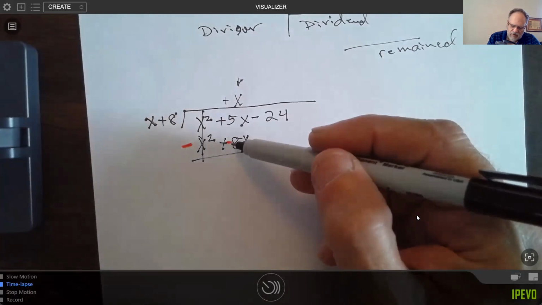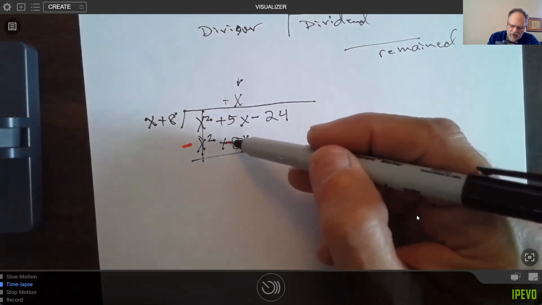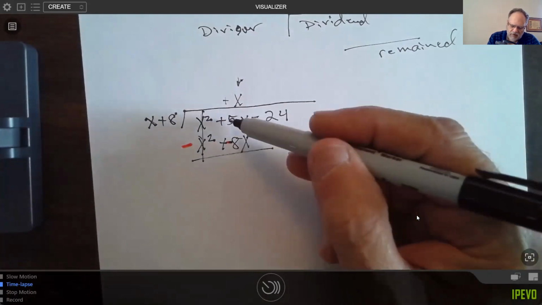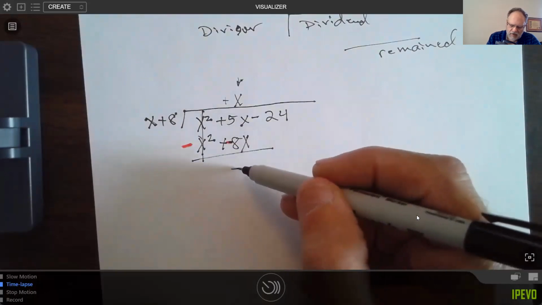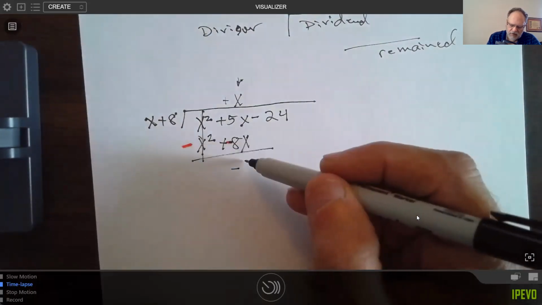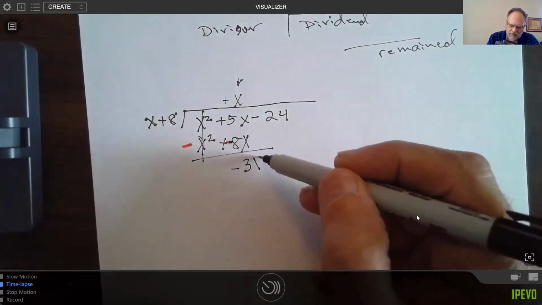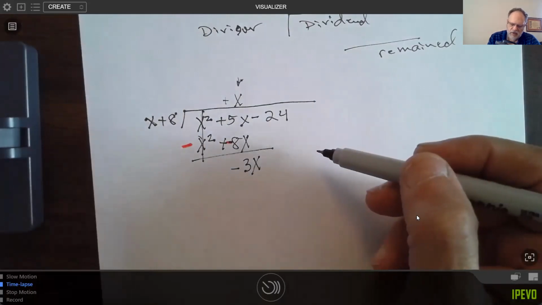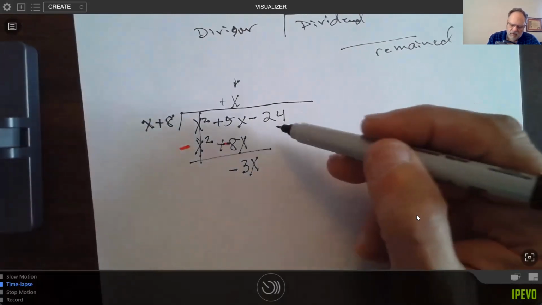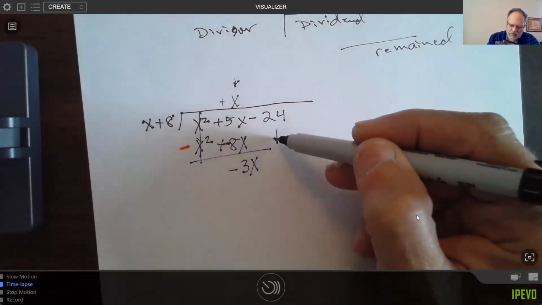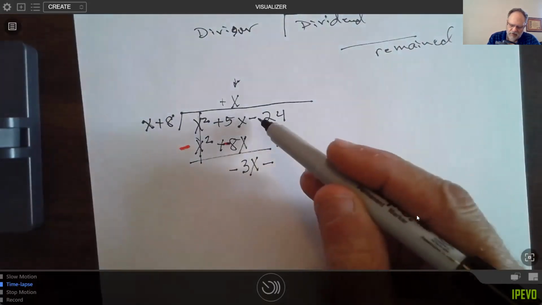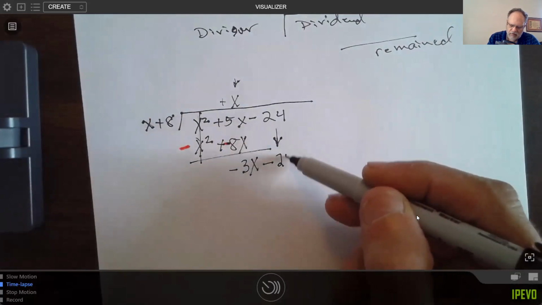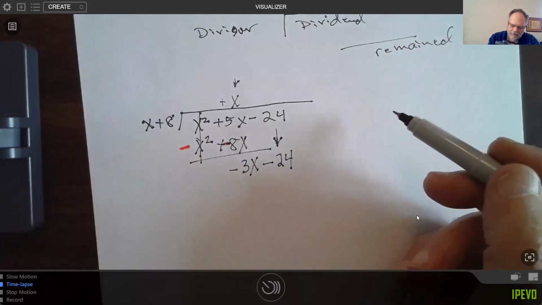So here we have the 8x was changed to a negative. So we have a negative 8x and a positive 5x. Since the signs are opposite, we subtract. 8 minus 5 is 3. And since there's more negative than positive, it's a minus 3x. Okay, now just like when we're dividing numbers, we bring the next term down. So we bring the sign and the number down, a negative 24.